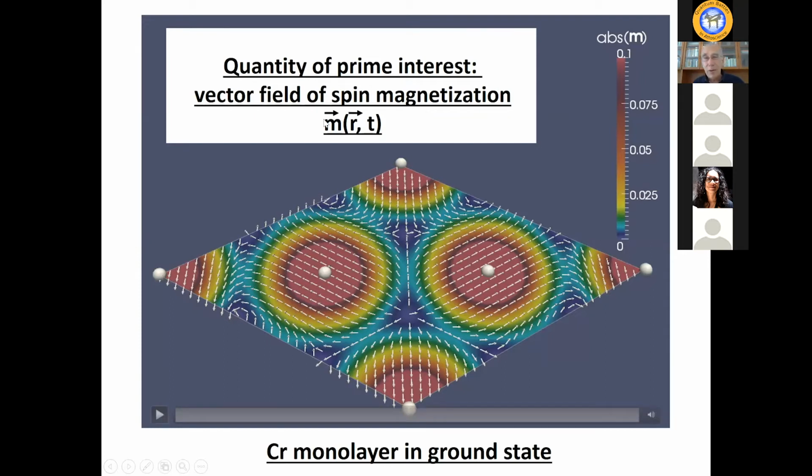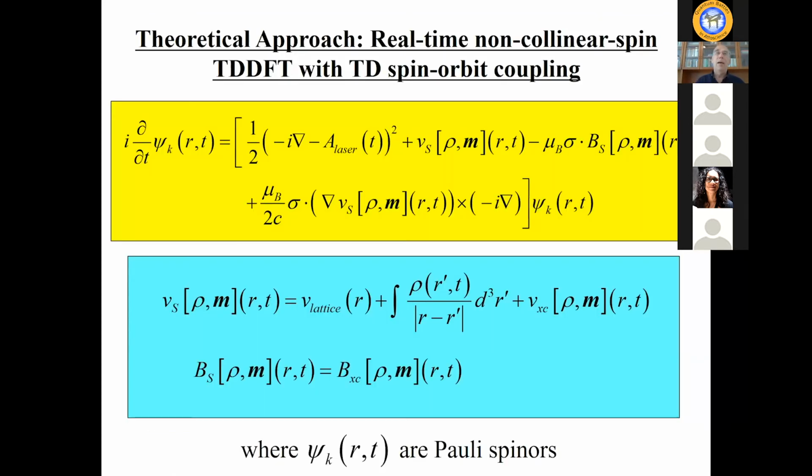And these little white arrows all have the same length, and they just indicate the direction of this vector field. So this is the quantity we want to calculate. And the theoretical approach is real-time TDDFT. Here's the equation. It's a weakly relativistic generalization, one could say, of the original Runge-Gross equations.